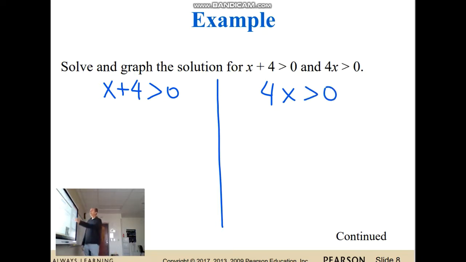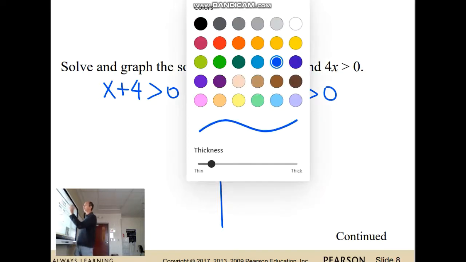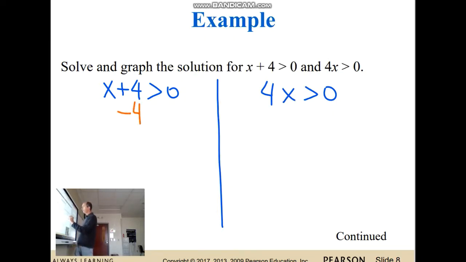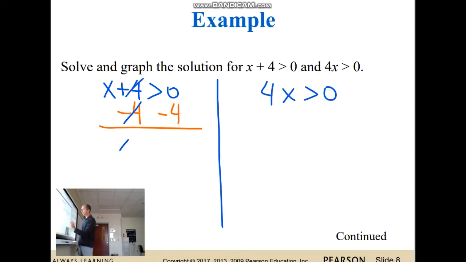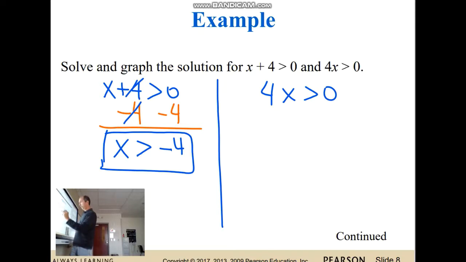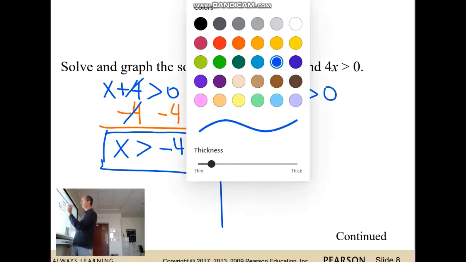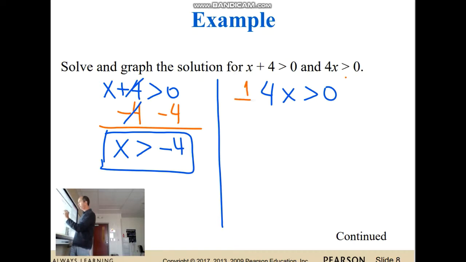On this side we can apply the addition property of inequality and add -4 on both sides. So we will have x greater than -4, right? This is one inequality. On the other side, we can apply the multiplication property of inequality and multiply both sides by 1/4. And we simplify and have x greater than 0 times 1/4, which is 0.